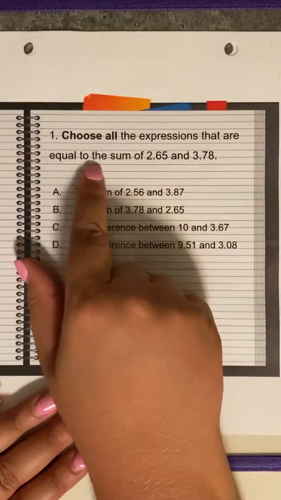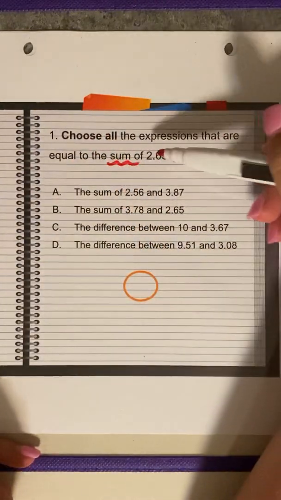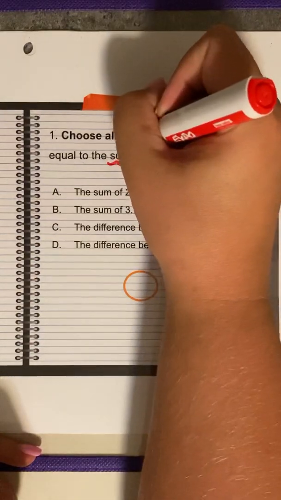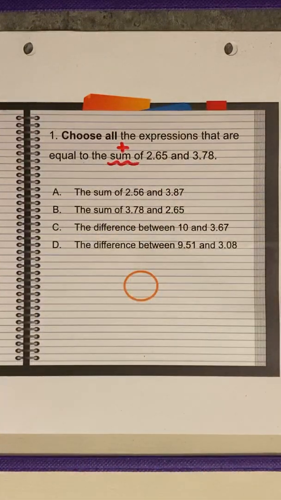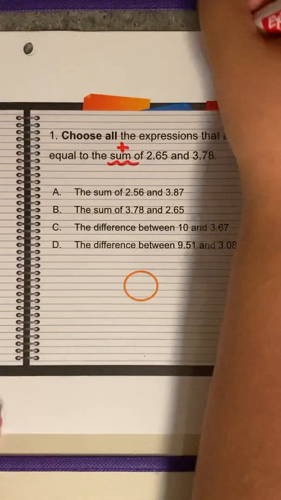That are equal to the sum of 2 and 65/100ths and 3 and 78/100ths. So that's word sum. Remember, that means add. So let's see what 2 and 65/100ths plus 3 and 78/100ths equals.